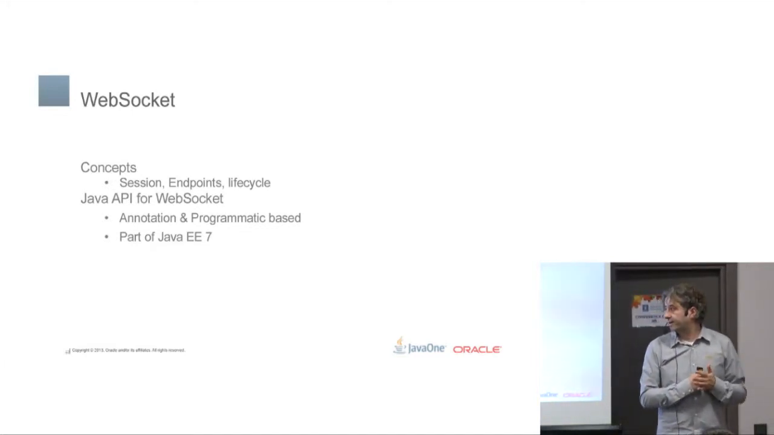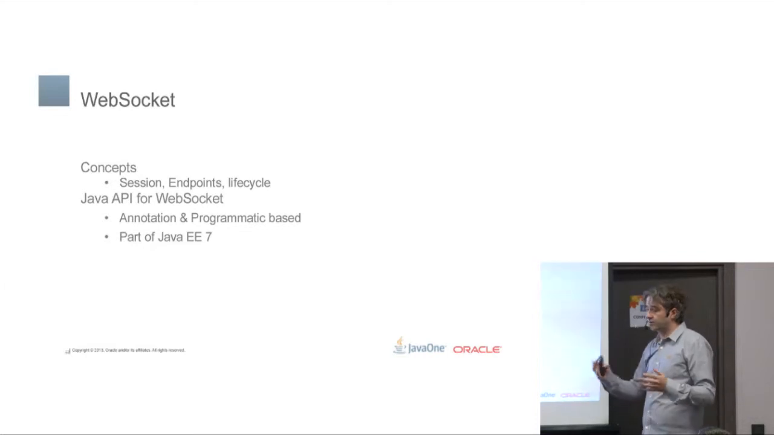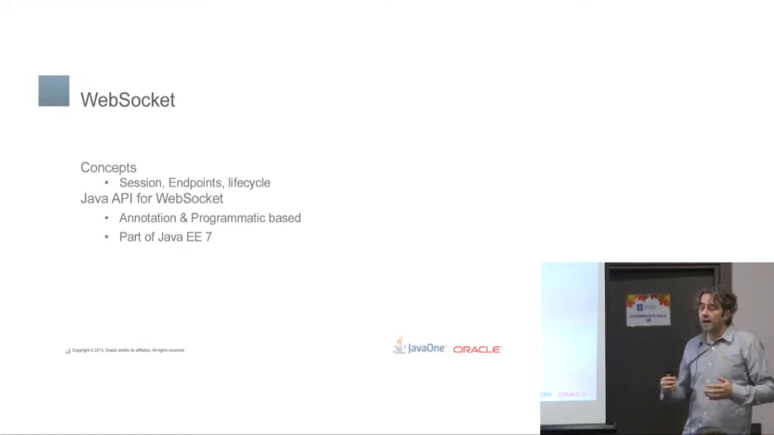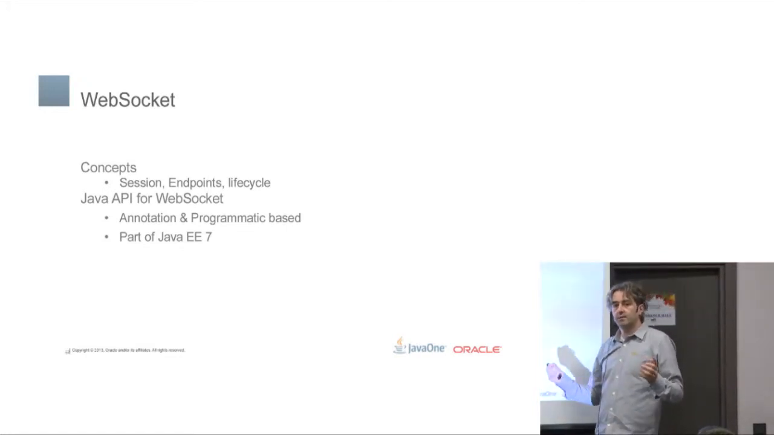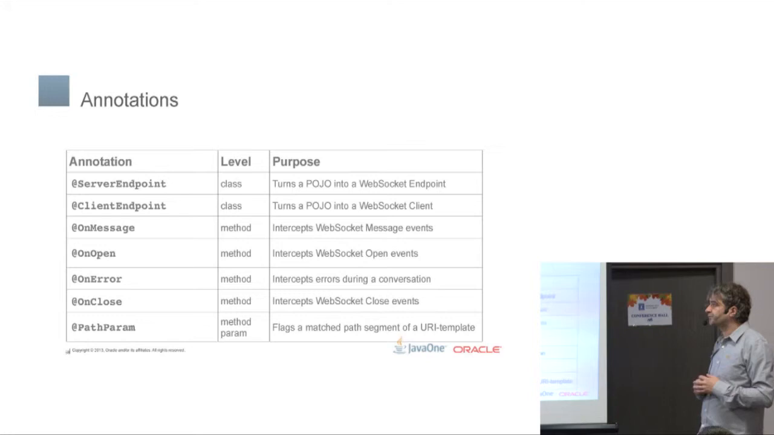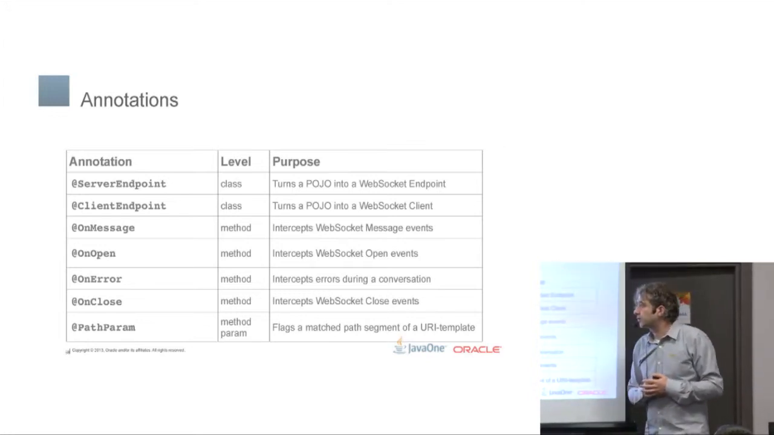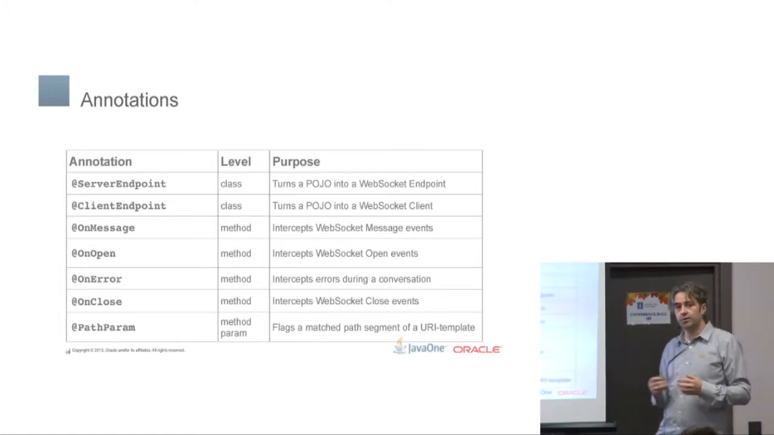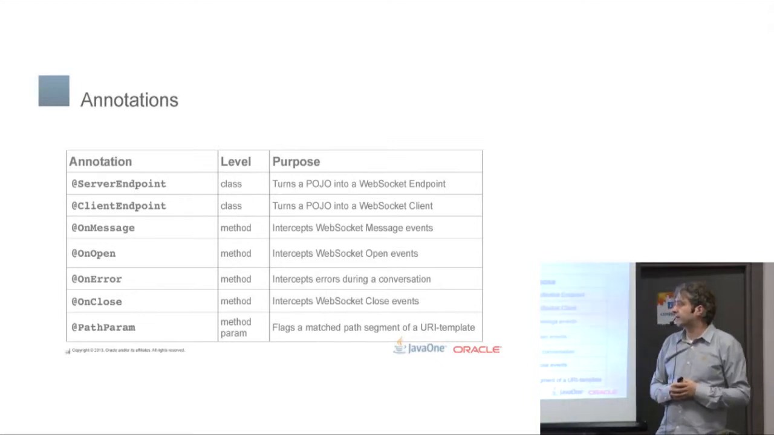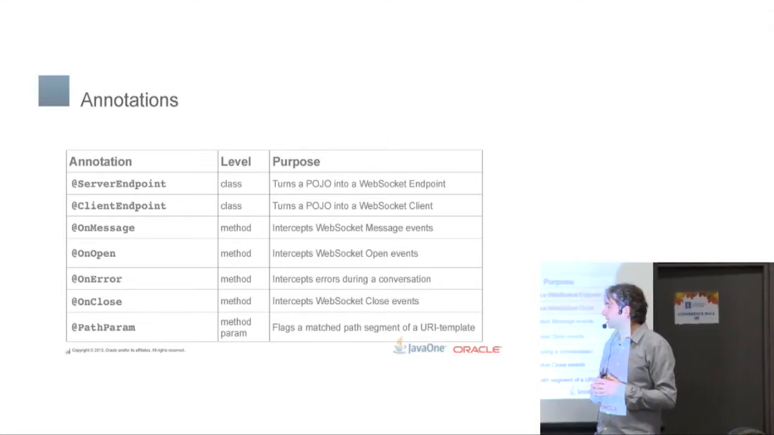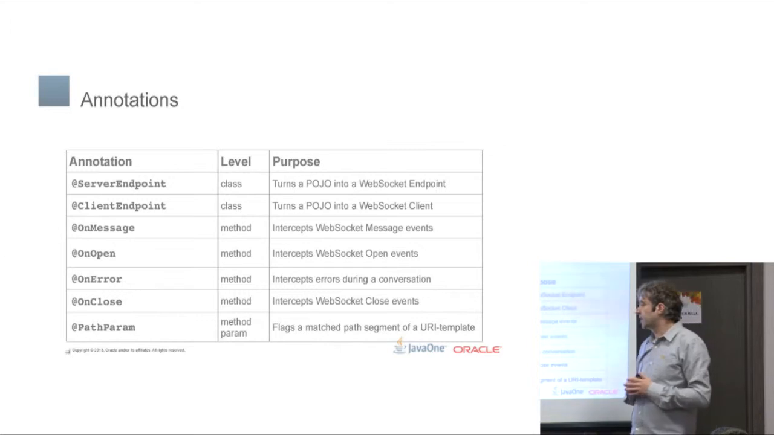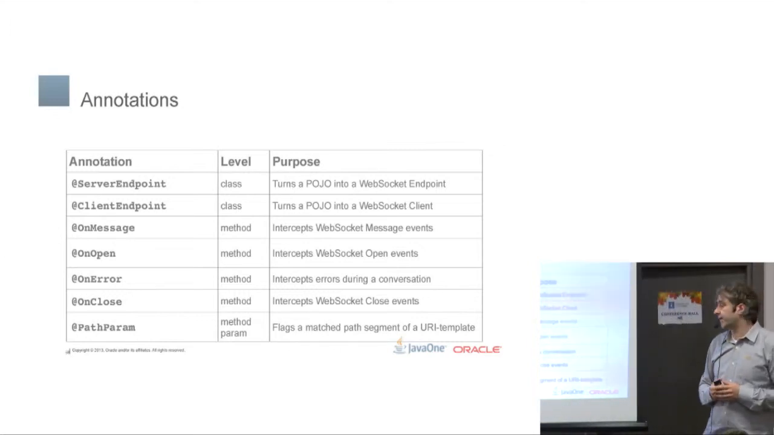JSR 356, the Java API for WebSocket, two ways to use it. It's a Java API that you can use on the client side, but also on the backend side. There is the easy way, the annotation-based approach, and there is also the programmatic approach, which is not that difficult, but it's a little bit more work than using annotations. So this is the annotation that you will use, at server endpoint, at client endpoint, to turn a class into a WebSocket endpoint. Then the events you will have to react upon. Well, you decide, in fact, you don't have to react necessarily: on message, on open, on error, on close. And we also saw the path param that allows you to work with templates.